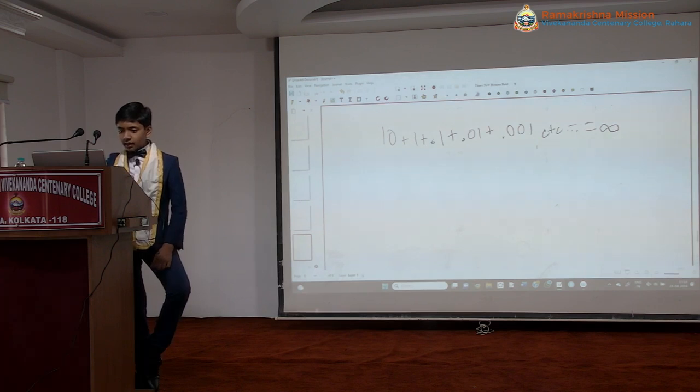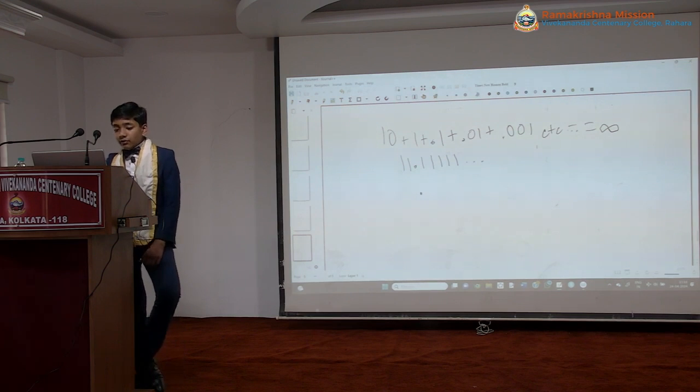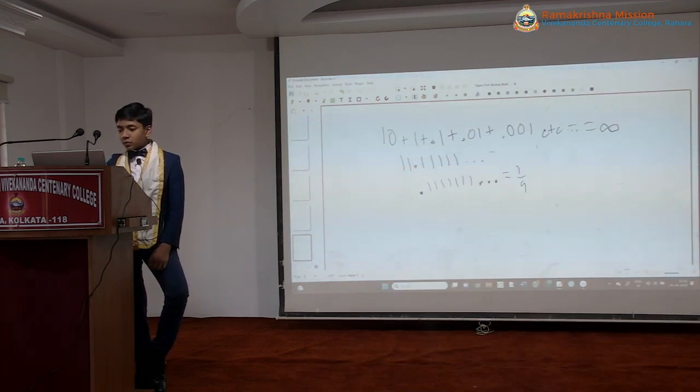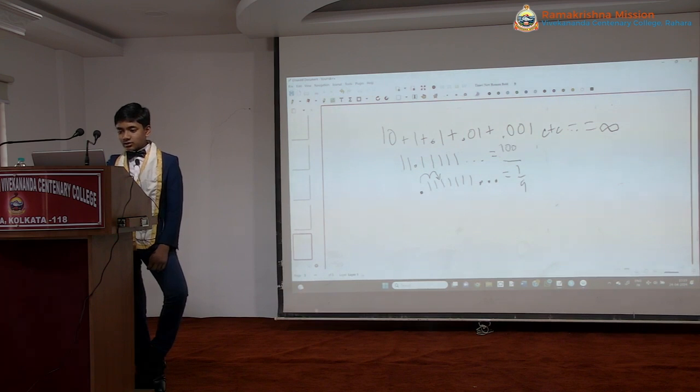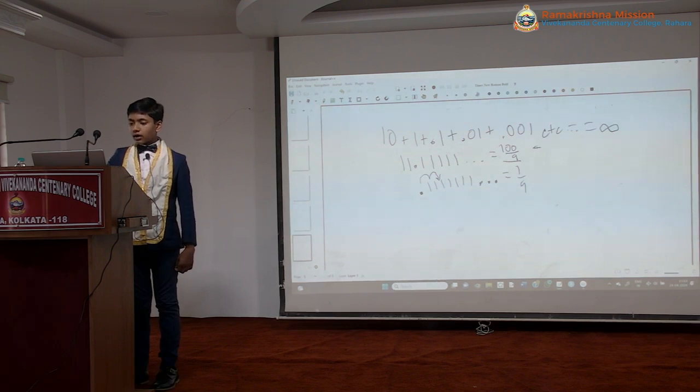Well, let's think about this sum. What is this? This is 11.11111, etc. Now, have any of you ever seen the decimal 0.1111111, etc.? Yes, 1 over 9. So, given that information, what should this be? You're moving the decimal place 2 spots to the right. So then what should this value be? Yes, that is correct. So, this is really not infinity. It's just 100 over 9.